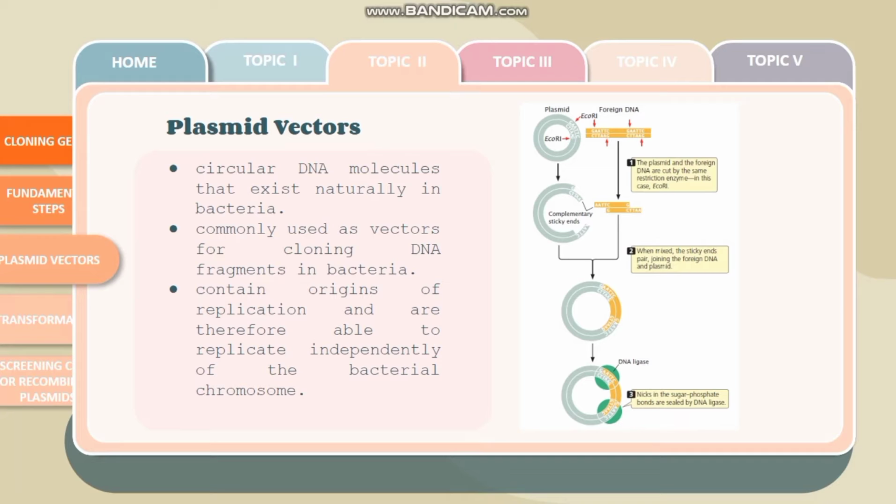If the restriction enzyme makes staggered cuts in the DNA, complementary sticky ends are produced in the foreign DNA and the plasmid. The DNA and plasmid are then mixed together, and DNA ligase is used to seal the nicks in the sugar-phosphate backbone, creating a recombinant plasmid that contains the foreign DNA fragment.